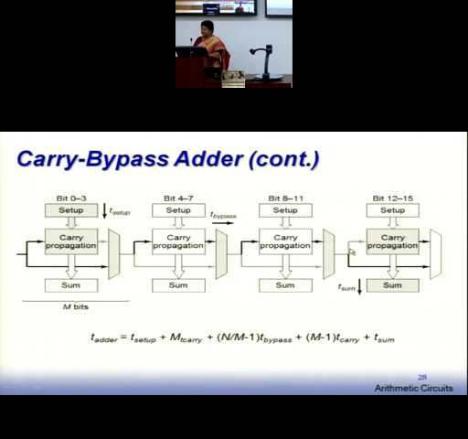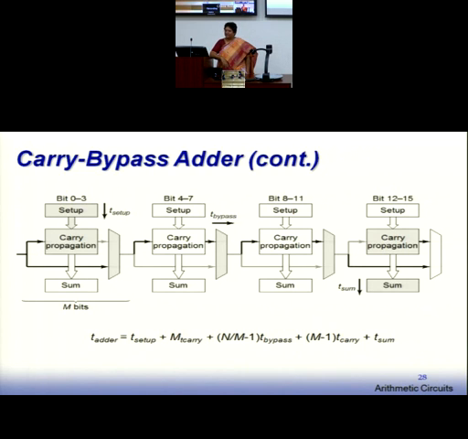So I have to wait till C14 comes, and C14 will come through this path. Once you get C11, then wait to get C12, wait to get C13, wait to get C14, and then wait to get the sum 15. So 1 sum delay and the rest (M minus 1) T carry. Clear? Okay, so this is the expression for a carry bypass adder.